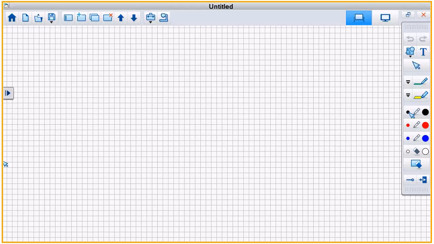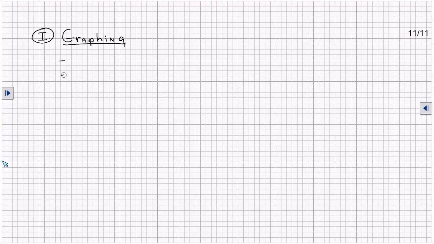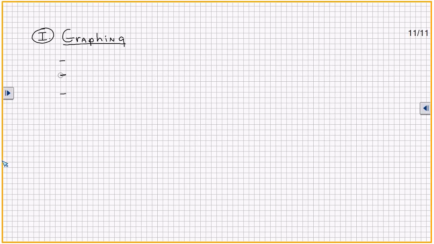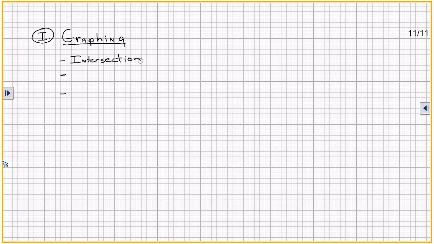But the first method of solving systems of equations is graphing. Now when you're graphing, you're going to graph 2 or more lines. You'll have one of 3 possible answers. 1, you're going to get an intersection. The intersection point works in both equations; it gives you a true statement in both equations.